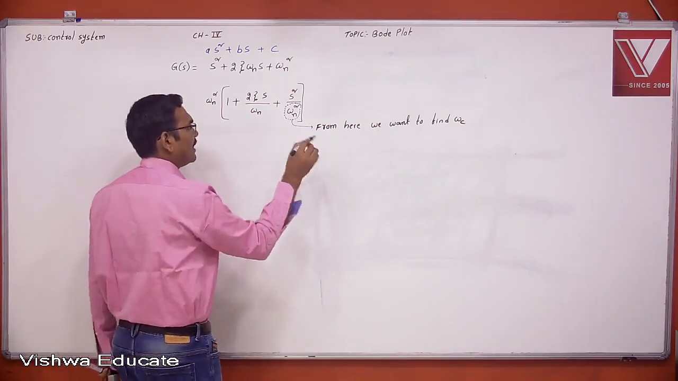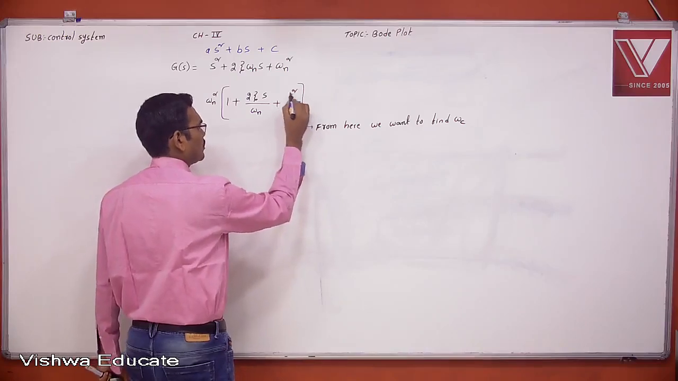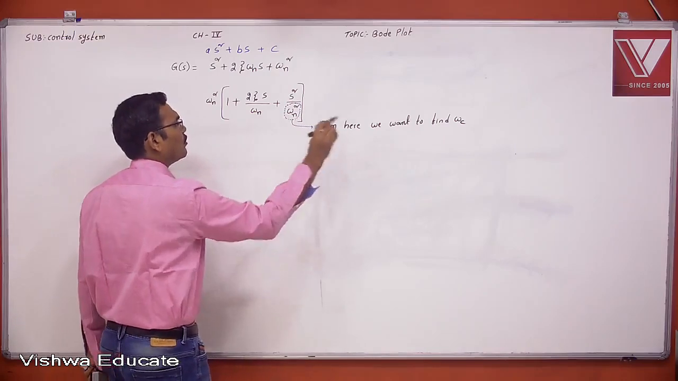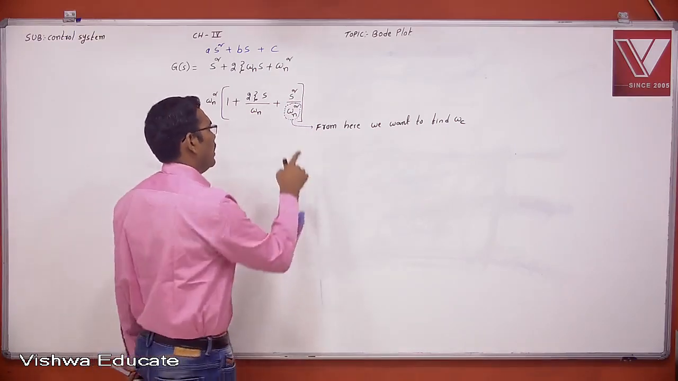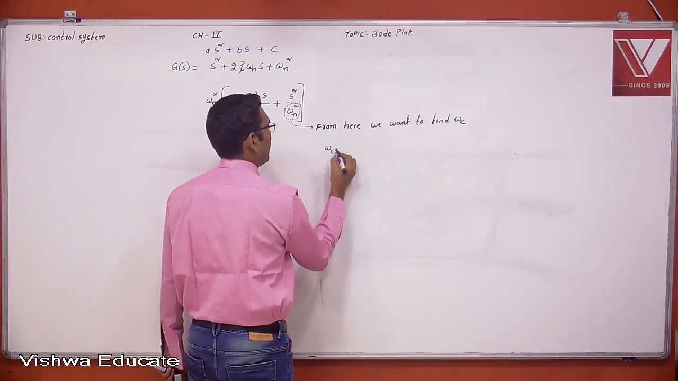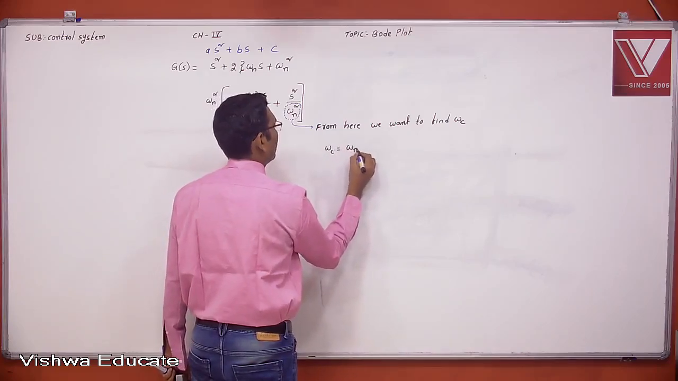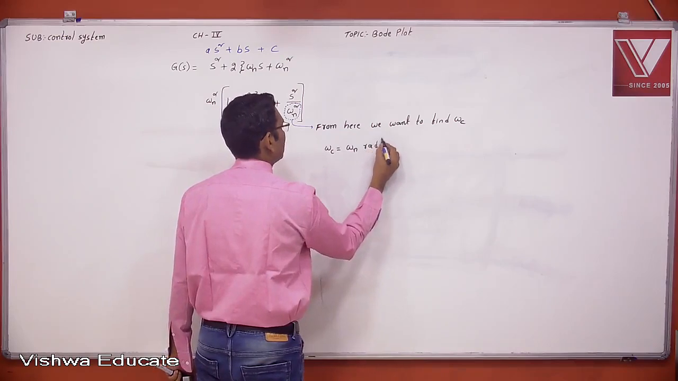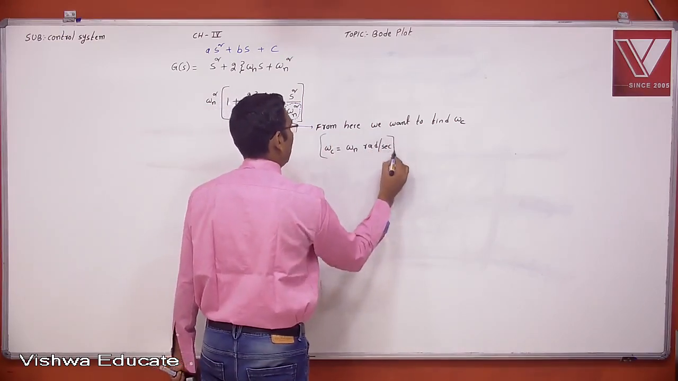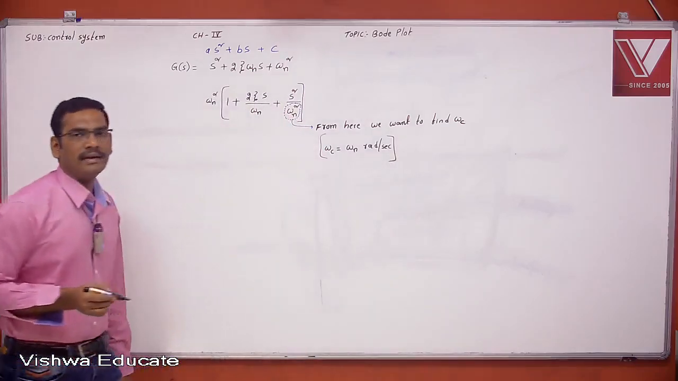So for getting that answer, always concentrate on the s square term. Whatever the value of the s square coefficient, from there you want to find the corner frequency, and the corner frequency is omega n radians per second. From here you want to find the corner frequency, and it should be omega n radians per second.